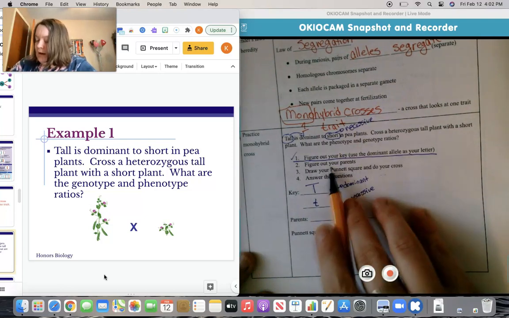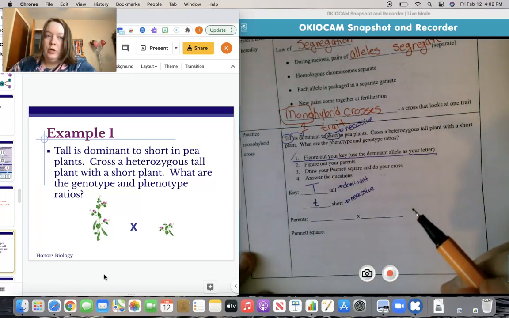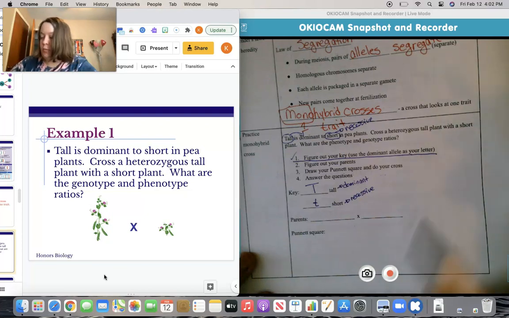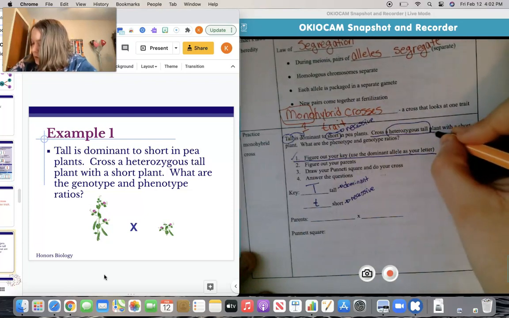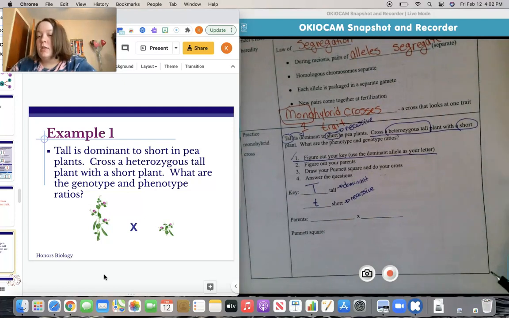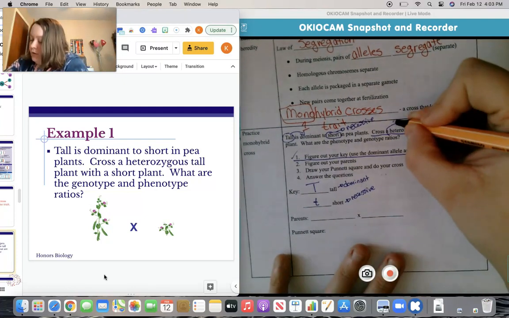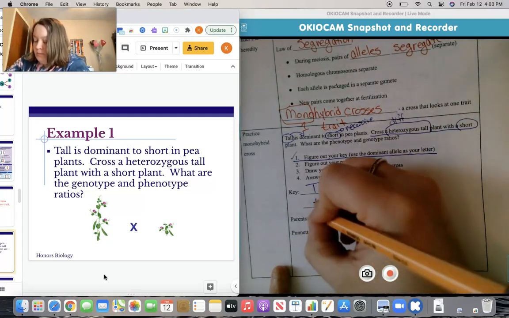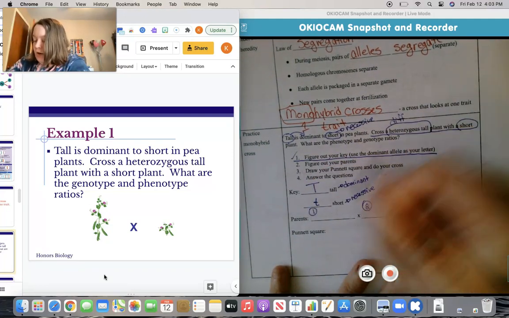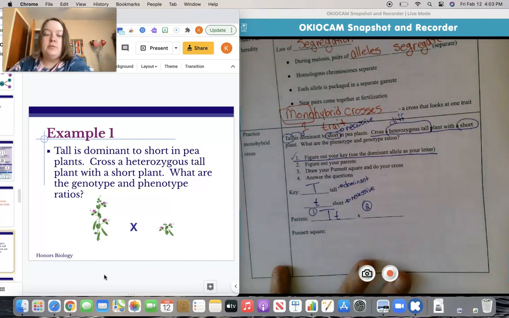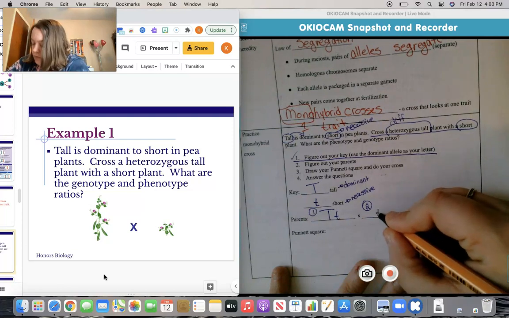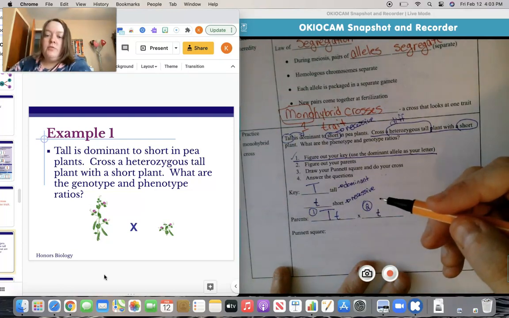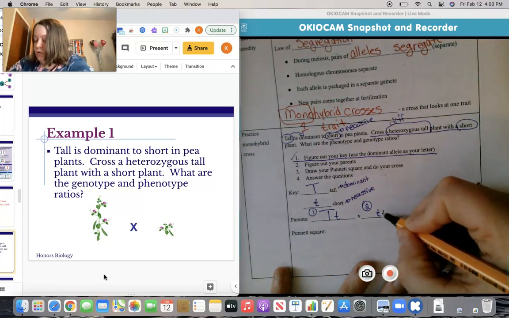Step number 2, figure out your parents. Now we're going to be looking for cross a whatever, that's going to tell us our parents. Cross a heterozygous tall plant with a short plant. That tells me one of my parents is heterozygous tall, the other one is short. Heterozygous means different. Parent number 1 is going to have one of each letter, a capital T and a lowercase t. Remember, parents have two letters. They only give one to their child, but they have two. Parent number 2 is short. That means they have a little t, because little t is short. But because all parents have two letters and this parent is short, they have to have two small t's.